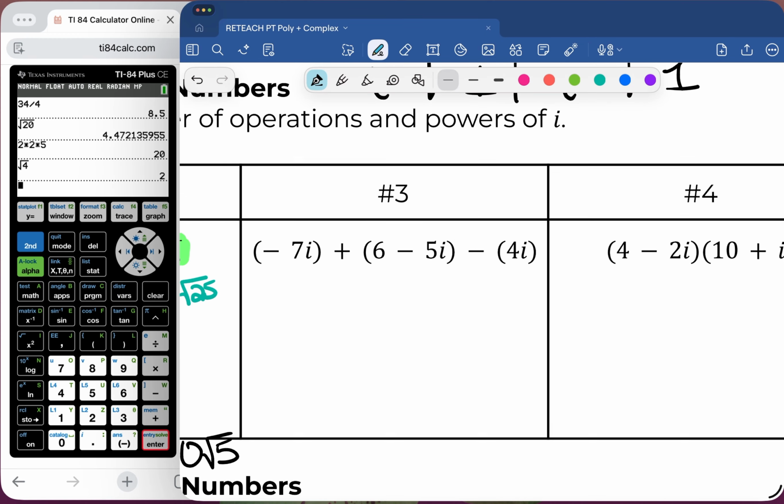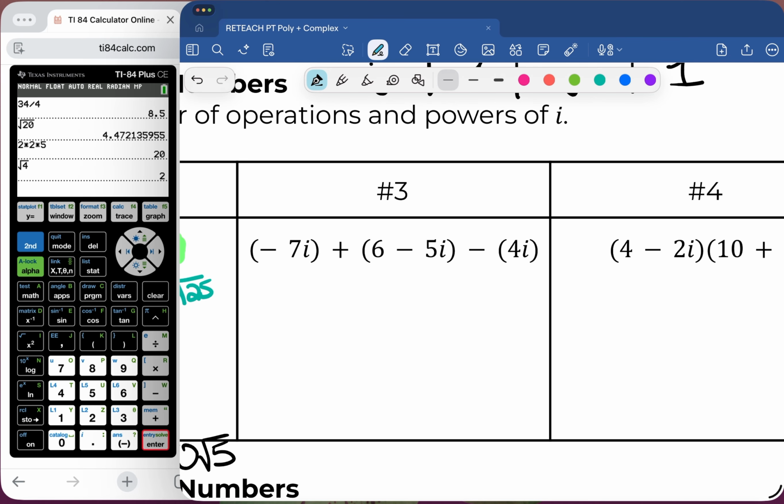Next one over, number 3, we have negative 7I plus 6 minus 5I minus 4I. So again, order of operations here, we have adding and subtracting. And then we just need to make sure to be careful about distributing with that subtraction. So this becomes a negative 4I. There is technically a 1 there for us to distribute, but we don't normally show that because when we multiply by 1, it stays the same. And so those parentheses will just drop.